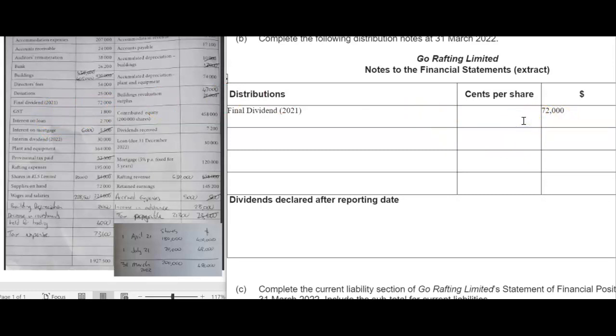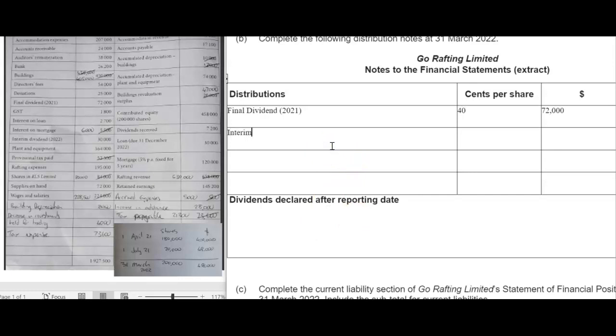What you've got to do is calculate the cents per share. We've got $72,000 paid out. And at that point in time, we had 180,000 shares. So 72,000 divided by 180,000. Do that on a calculator. And hopefully you get 40 cents per share.